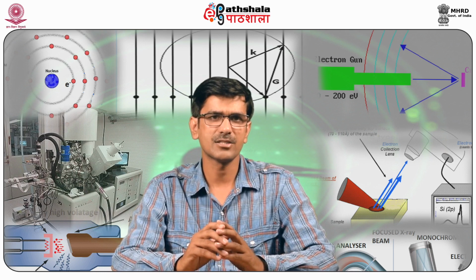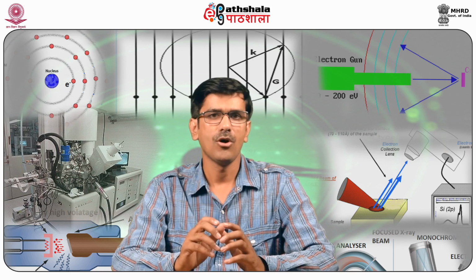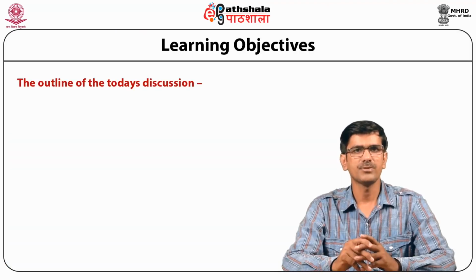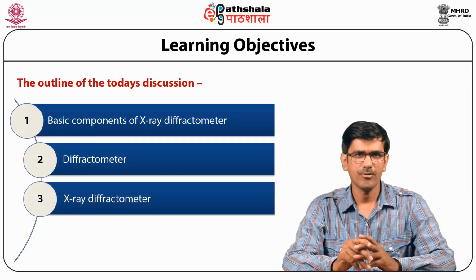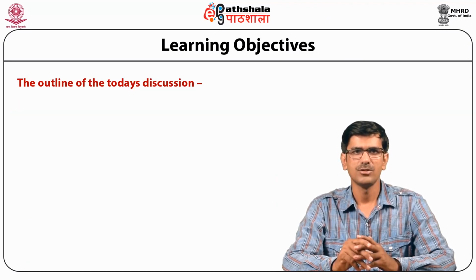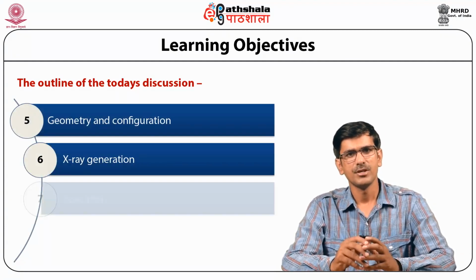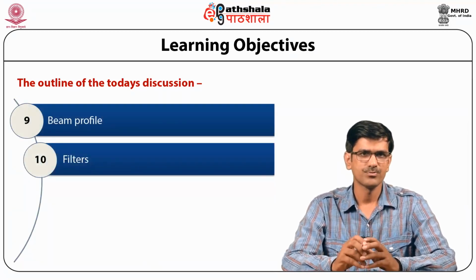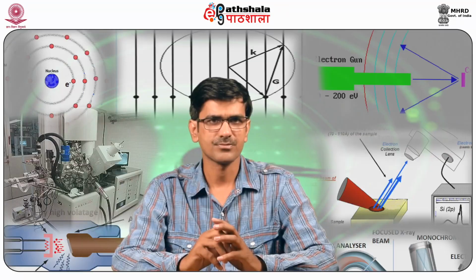Unlike the earliest crystallographers, scientists today can purchase an entire X-ray diffraction system or even carry one as a portable unit. The outline of today's presentation: the basic components of an X-ray diffractometer, X-ray diffractometers currently in use, working of X-ray diffractometers, geometry and configuration of X-ray diffractometer, X-ray generation, specimen and sample preparation, beam profile, filters used, detectors, and finally the recent developments in X-ray diffraction.